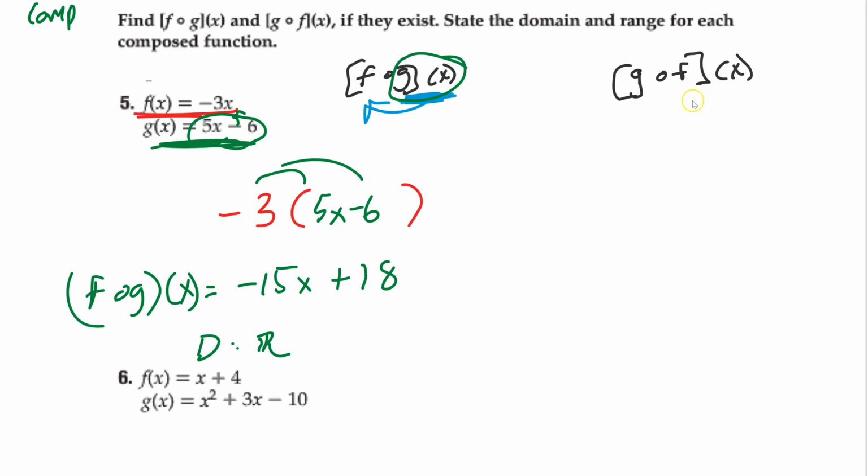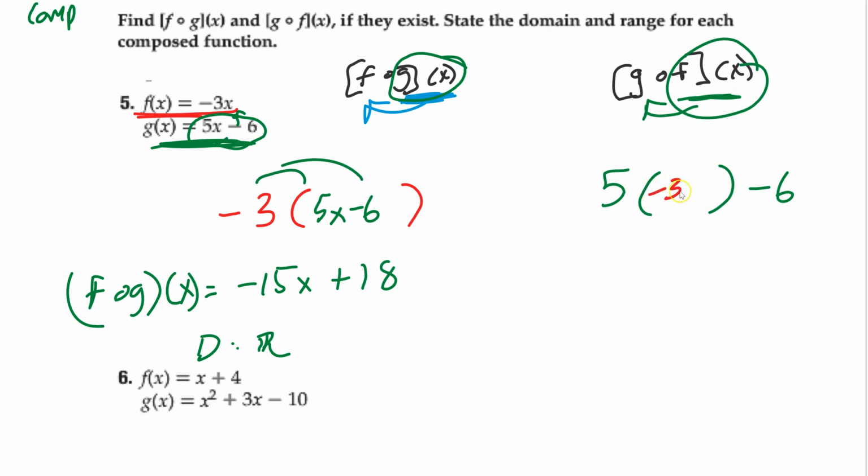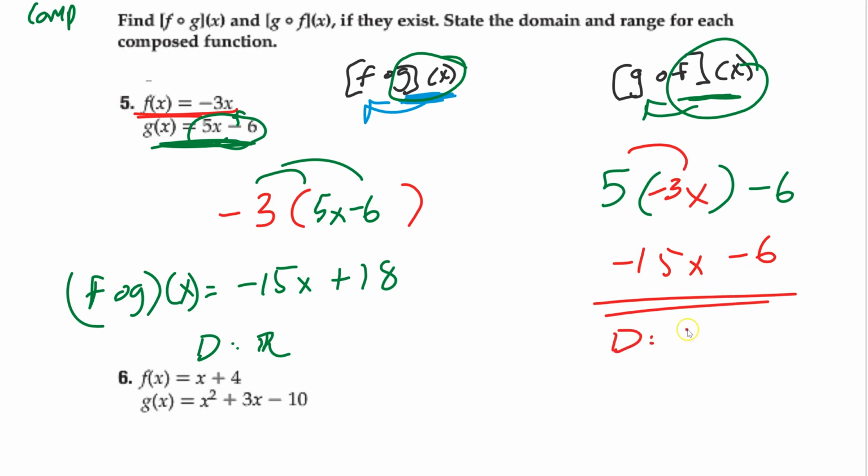Next one, same idea. We're going to plug f into g. So I can figure out what g is. g is this thing, so write it. 5 times something minus 6. And then we're going to plug the f function into there. My f function is -3x, so just plug in -3x. Distribute: -15x minus 6. And that's it. Again, domain: no fraction, no square root, all real numbers. So you can plug anything you want there. That's how we do f of g and g of f.